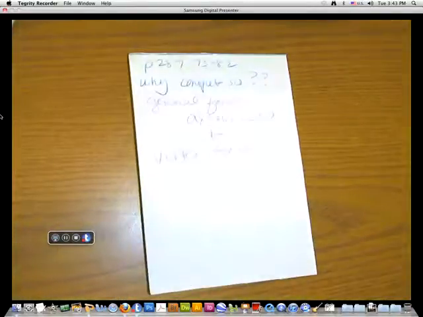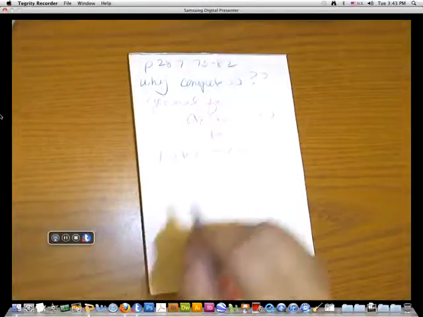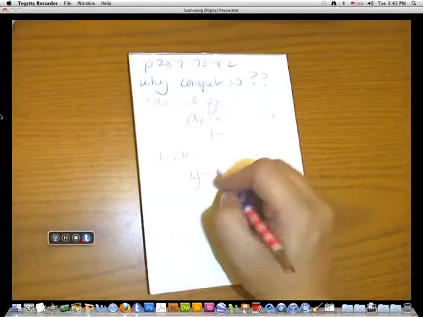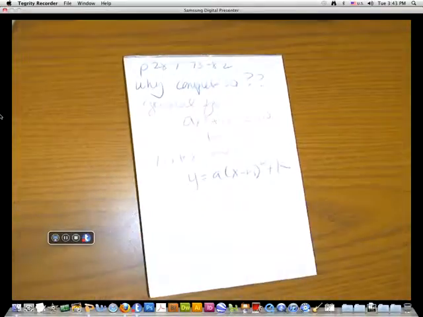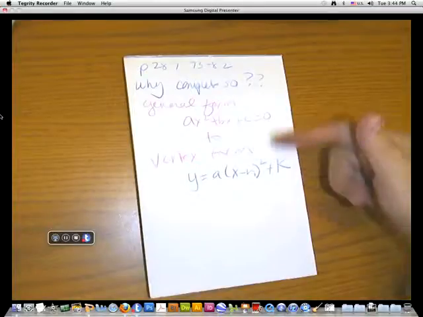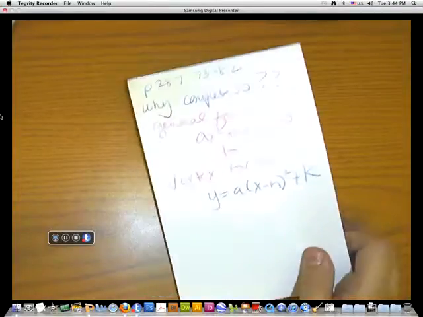And that vertex form is y equals a(x minus h) squared plus k. That's going to be the biggest reason that we do complete the square. It is, of course, a way to solve it, but one of the biggest things is we're going to be able to switch from one form to the other. So we're going to practice that a couple of times.